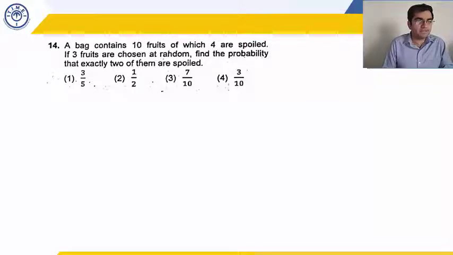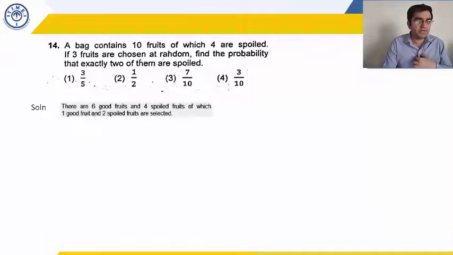Okay, let's solve. Now you want to select 3 fruits out of 10. So total number of outcomes will become 10C3. And you want 2 spoiled fruits out of the 3. So you will select 2 spoiled fruits out of 4 options, and you will select 1 good fruit out of the other 6 options.